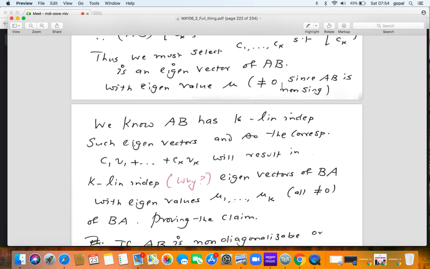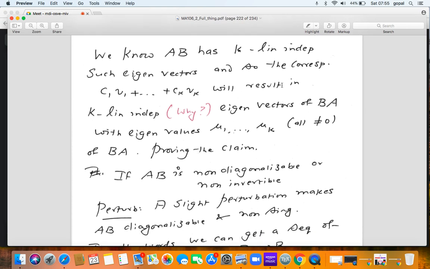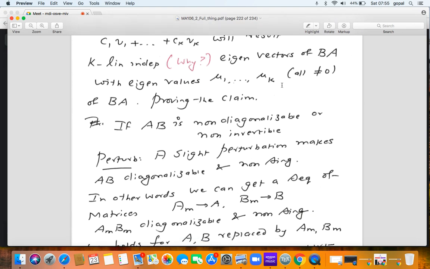So the proof of the Cauchy-Binet formula has been established, but for the special case when AB is non-singular and AB is diagonalizable. Now you may argue that these are very strong conditions. How do I relax these conditions? It's very easy to relax it. Remember that diagonalizability is generic. Invertibility is generic. Non-invertibility is rare. Non-diagonalizability is rare. So if a matrix happens to be non-invertible or non-diagonalizable, you perturb it ever so slightly, you're likely to make it diagonalizable and invertible.